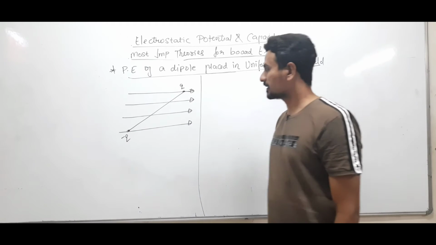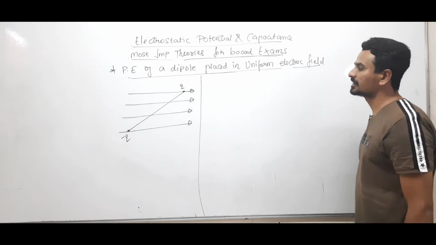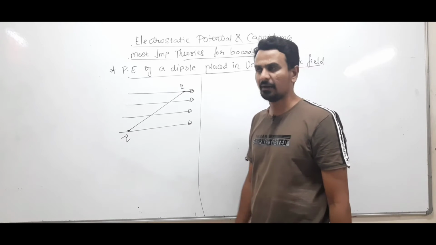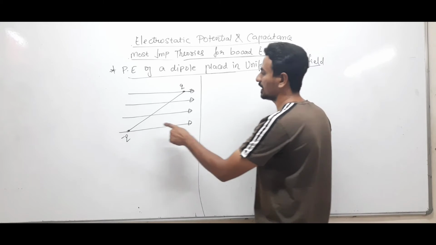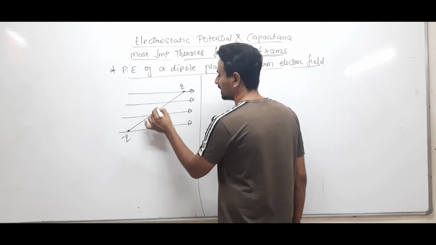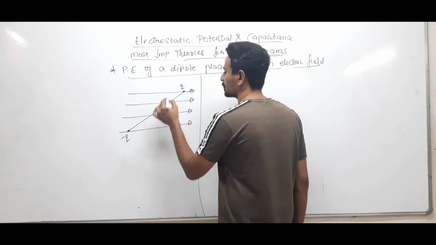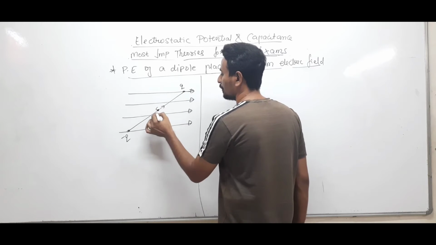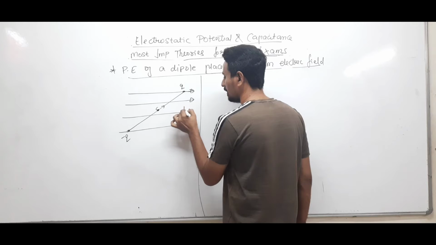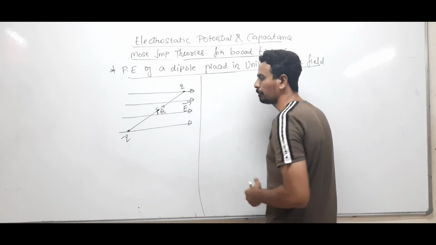Okay, so this one is the third answer. Potential energy of a dipole placed in a uniform electric field, right? See, a dipole is placed in an electric field. Let this be the center of the dipole. Dipole moment will be from minus to plus. So this is the dipole moment, this is the electric field. Let the angle between them be, you can say any, theta 1 or theta.